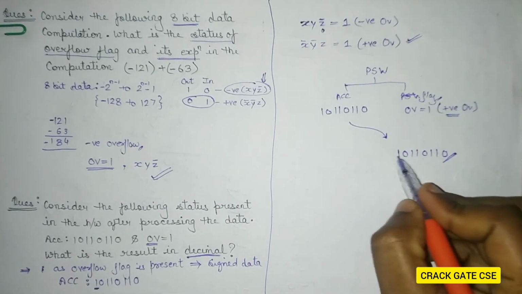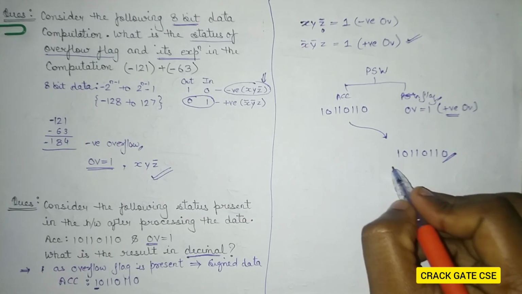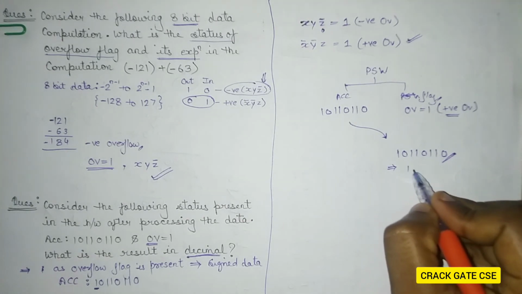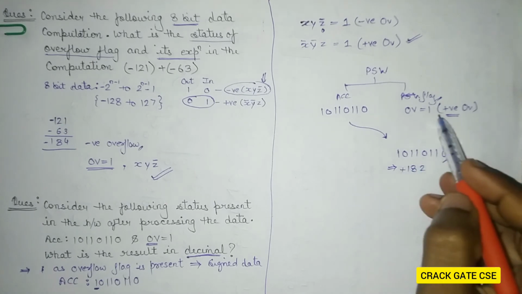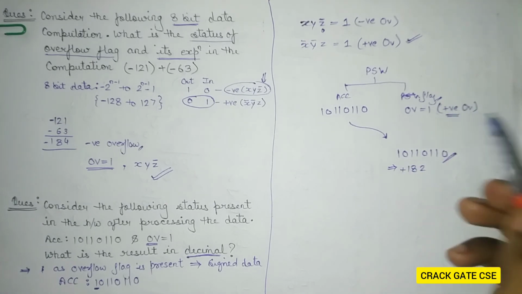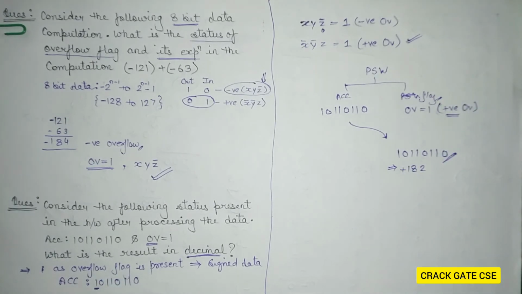So if you convert it into the decimal value, it will be nothing but 182, right? That too of plus, because here we are getting positive overflow, right? So this is how you can solve these kind of questions. I hope that you got an idea how to solve the questions related to the signed format, unsigned format, and if there are overflow and carry flags given.